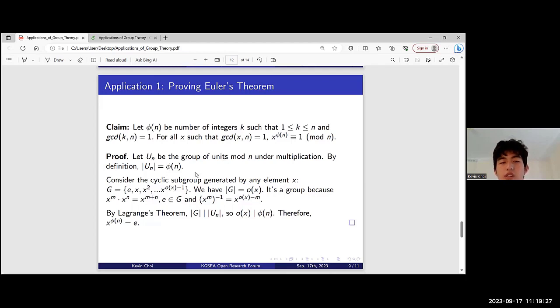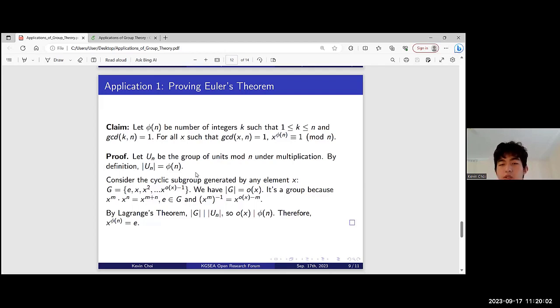And now we should consider the cyclic subgroup generated by an element x. In the group G, we have from the identity element all the way through x to the power order(x) minus 1, since what we showed in the previous slides above is that x to the order(x) should always equal 1 mod n, which we defined in slide 2. And if you don't understand this, you can go back to the previous slide so you can maybe understand it.